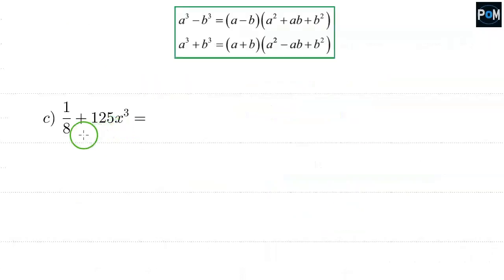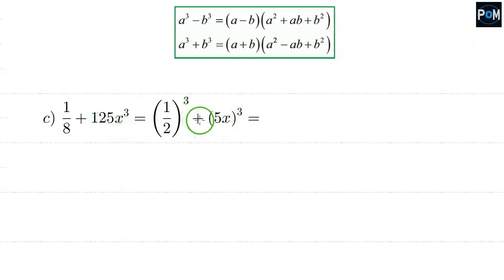In example C, we have the fraction 1 over 8 plus 125x cubed. Since it's plus here, this time we're going to use the second formula for the sum of cubes. But first, we need to notice these cubes. 1/8, it turns out, is 1/2 to the third power. And 125x cubed equals the cube of the expression 5x. 5x taken in brackets to the third power gives exactly this number.